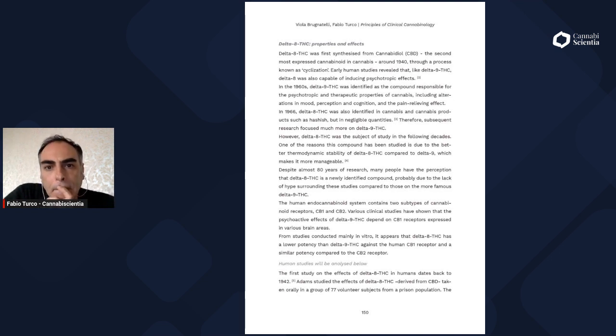Going on, early human studies revealed that, like delta 9 THC, delta 8 was also capable of inducing psychotropic effects. In the 1960s, delta 9 THC was identified as the compound responsible for the psychotropic and therapeutic properties of cannabis, including alteration in mood, perception and cognition, and the pain-relieving effects. In 1966, delta 8 THC was also identified in cannabis products such as hashish, but in negligible quantities. Therefore, subsequent research focused much more on delta 9 THC.